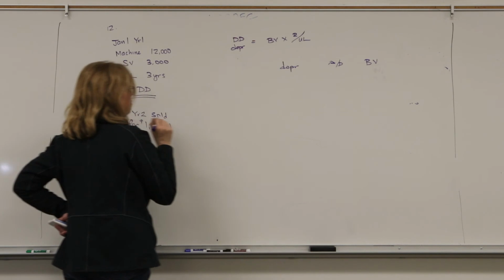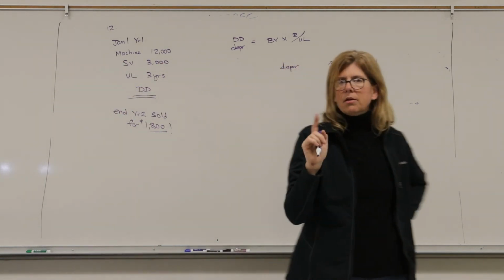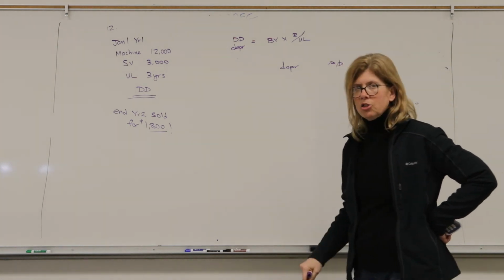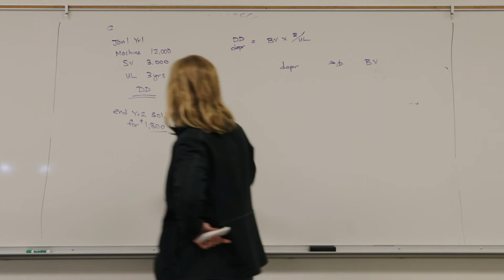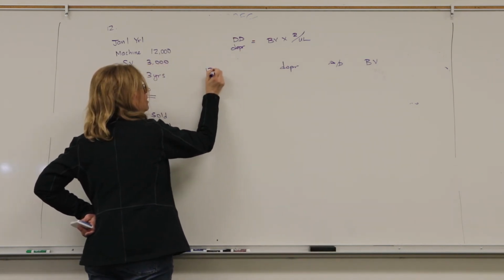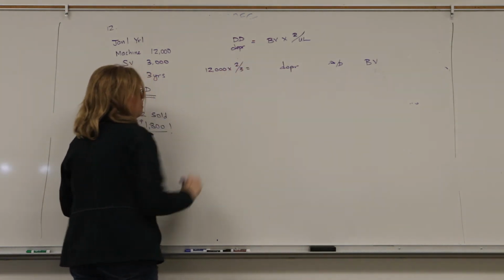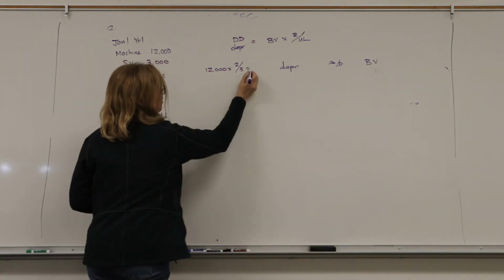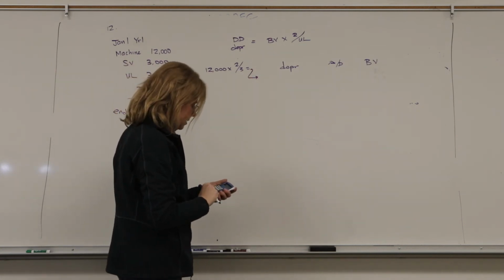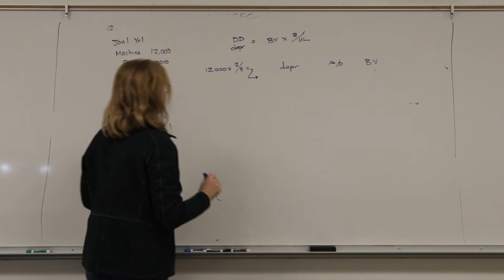Let's go into year 1. Year 1, there is no accumulated depreciation. Book value equals cost minus accumulated depreciation. So I've got $12,000 minus nothing. So I've got $12,000 book value, and then I want to multiply by 2 over 3. If I take 12,000 times 2 and divide by 3, I get $8,000.